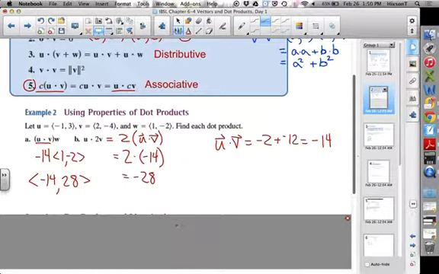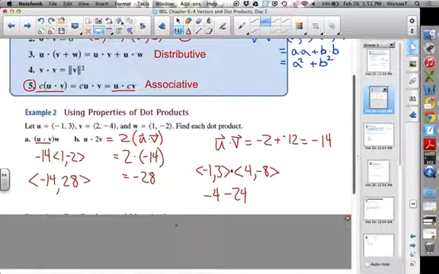Could you do 2v and then do the dot product of what you get from that? Yes, you could. You would get the same thing. 2v would be 4, negative 8. And if I did that dotted with negative 1, 3, I'd get negative 4 minus 24, which is also negative 28. Wait, why do you get a vector for the first one and a scalar for the second one?